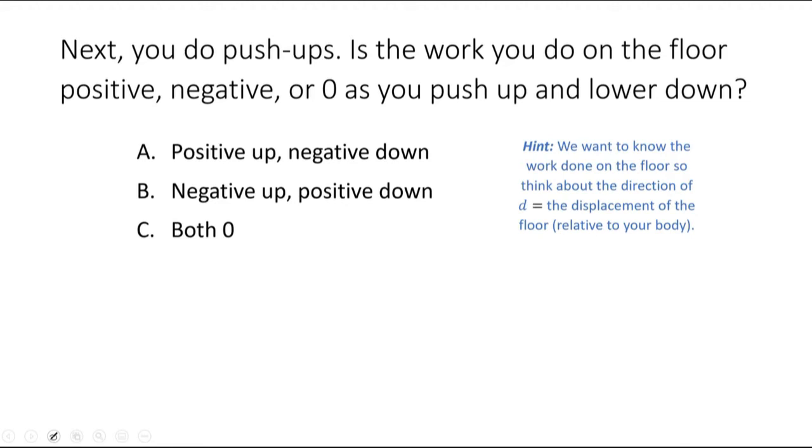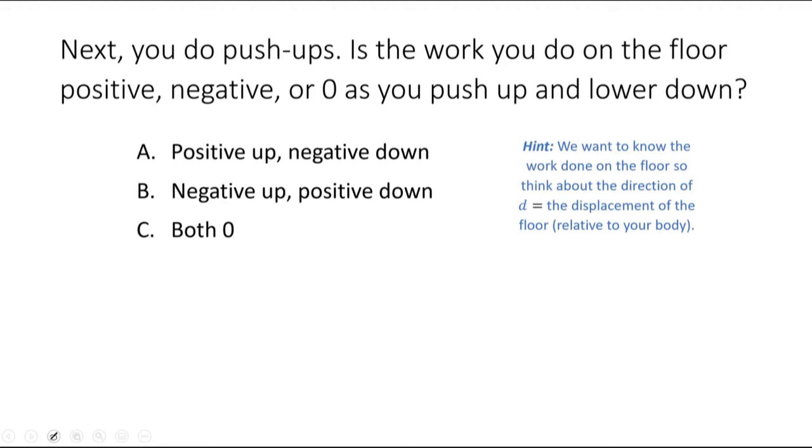Since I listed up first, let's do that one first. As you push up, the floor looks like it's going away from you. It looks like it's actually going downwards. So I would say that your displacement is downwards, and so is your force. And so you have positive work being done then, because the displacement is down, the force is down, they're parallel, and so you have positive work.